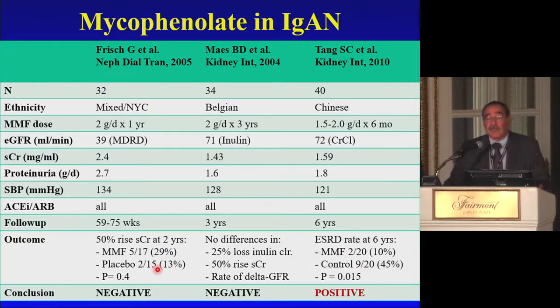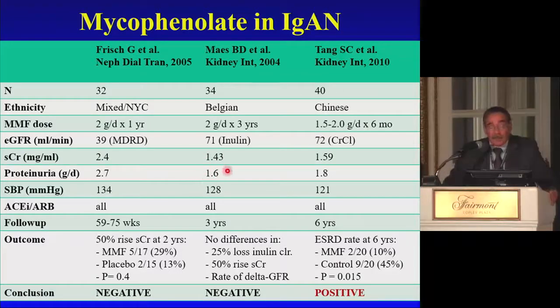If you're going to do a study in IgA, you can't take people with creatinines of 2 to 3. You can't take people who have had a progressive course already because most of those are going to progress anyway. Now, the other 2 studies are very interesting because Mises' study is in a Belgian group. Tang's study is in a Hong Kong group.